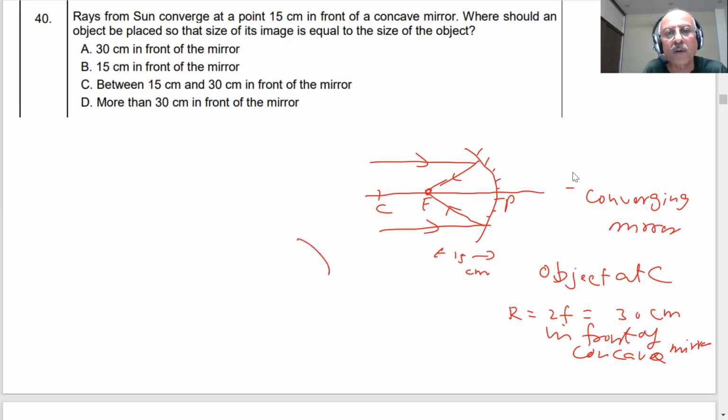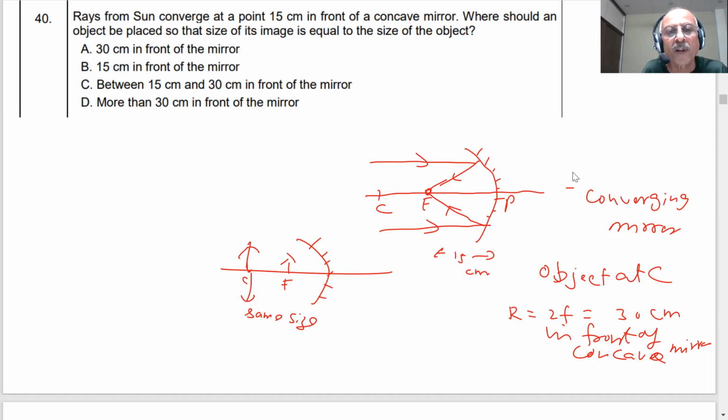So let me say what I'm trying to say, student. This is your concave mirror. This is your F. This is your C, student. If the object is here, you will get an inverted image of the same size here, at C, student. You have seen the diagrams. We have drawn this diagram, student.